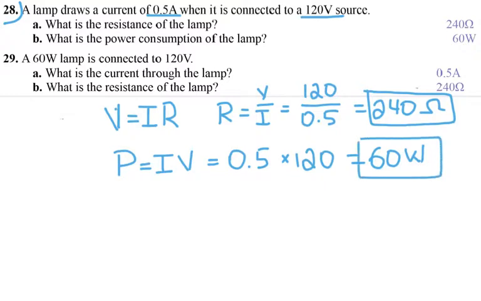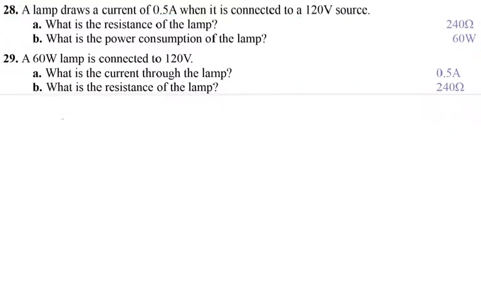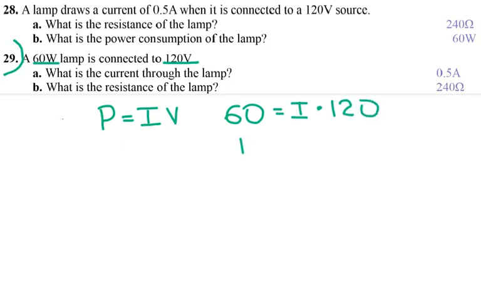And here's the last question for this video, how to use the power formula. They give you a 60-watt lamp connected to a 120-volt battery or source. What is the current through the lamp? So the power is equal to I times V, or V times I, and they give you 60 as the power, I is the one that they ask you, and the voltage is 120. So the current in this case is 0.5 amps.